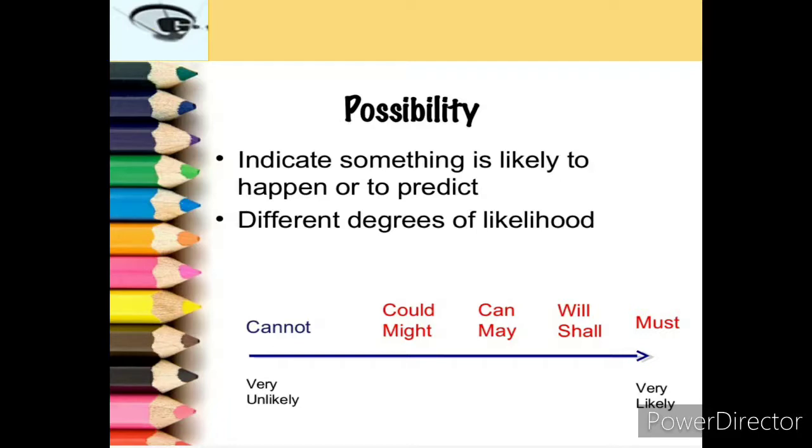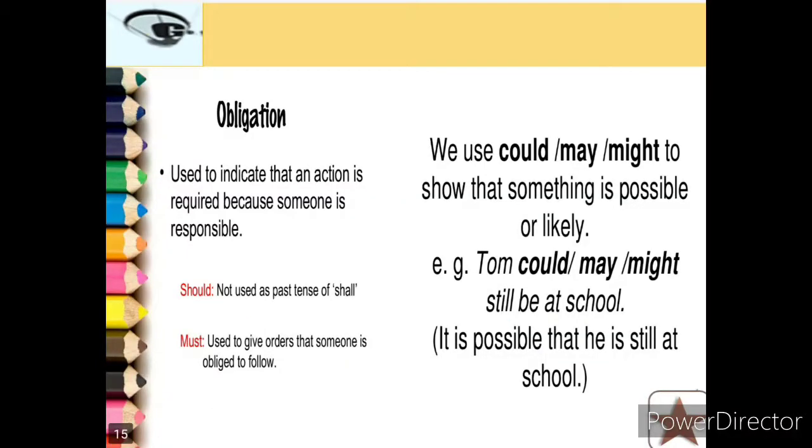Possibility indicates something is likely to happen or to predict different degrees of likelihood. Cannot is very unlikely, could or might, can, may, will, shall, and must is very likely. So showing possibility, these modal verbs are showing possibility. So you all can see from cannot to must. Cannot is very unlikely and must is very likely. It means showing the strong possibility of something.